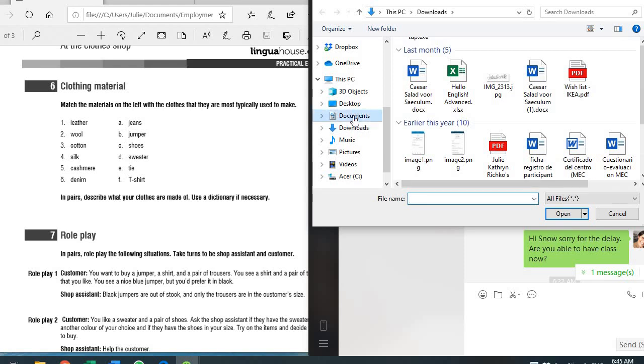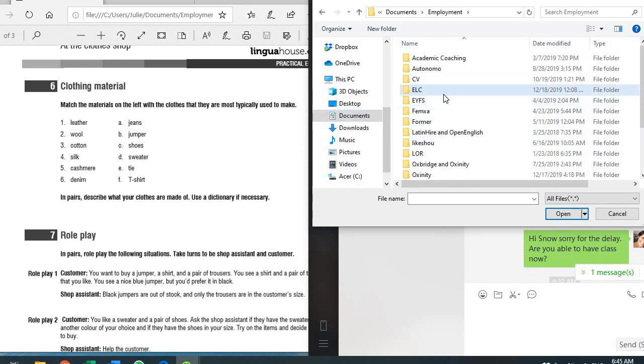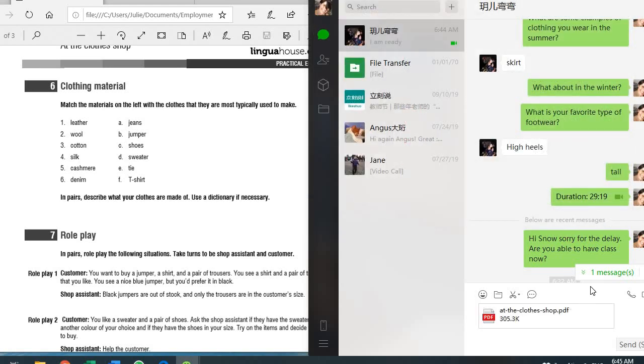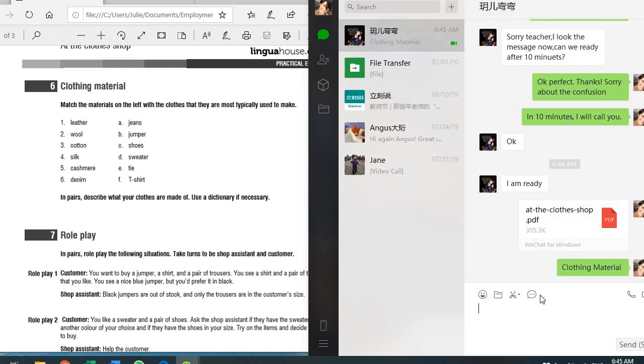The leather. I think that is too complicated. Teacher, please wait me a minute. I open it for another. Sure, no problem. So what I just sent you, if you take a look at section number 6 where it says clothing material. Yes. I open it to another app. Okay, no worries.